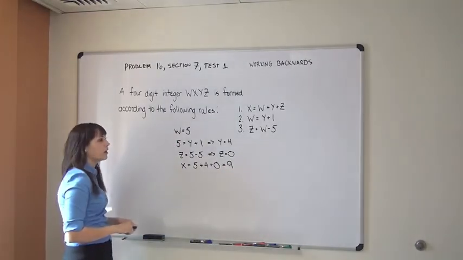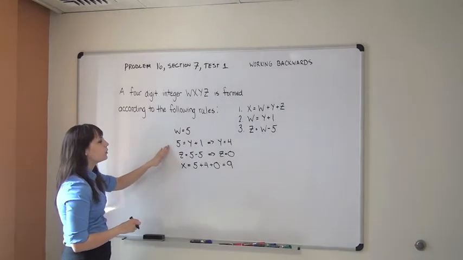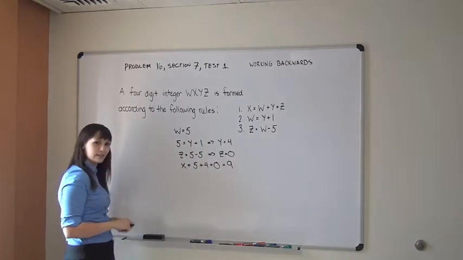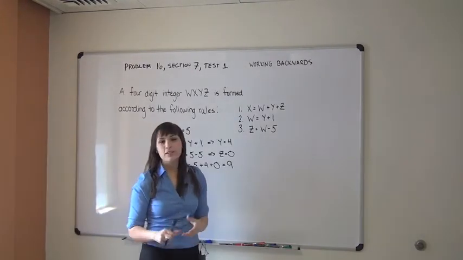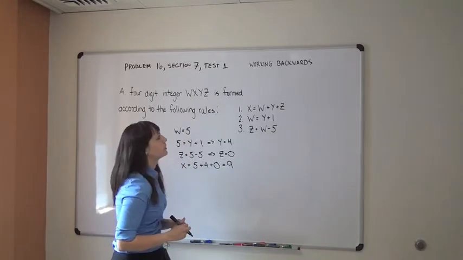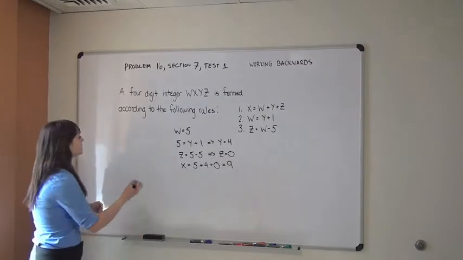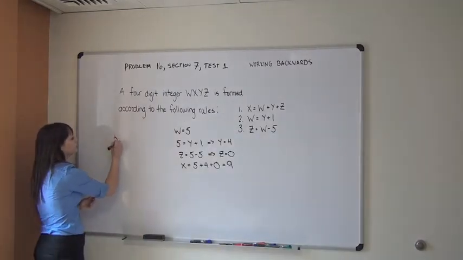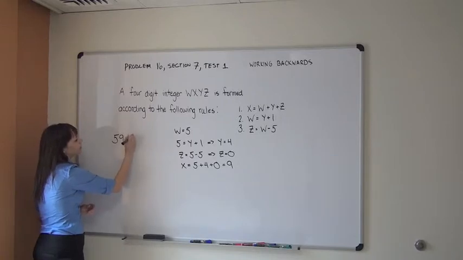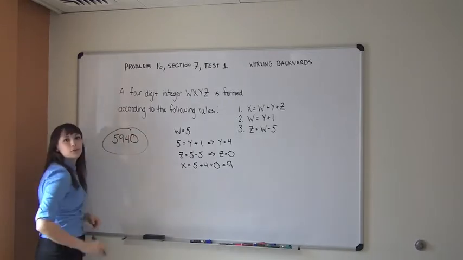So we've solved the problem. W is 5, y equals 4, z equals 0, and x equals 9. All that remains is putting it together into one 4-digit number, w, x, y, z. So we'll find that the final product we get is 5, 9, 4, 0.